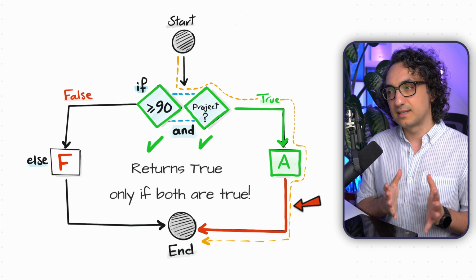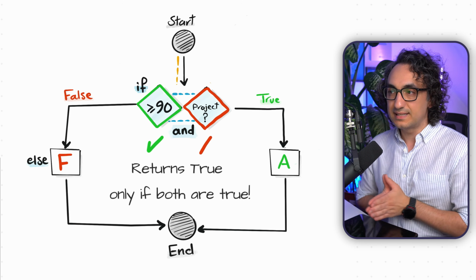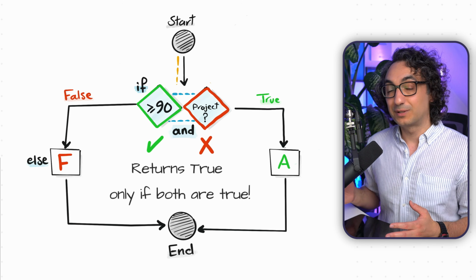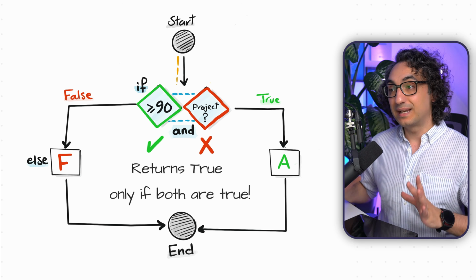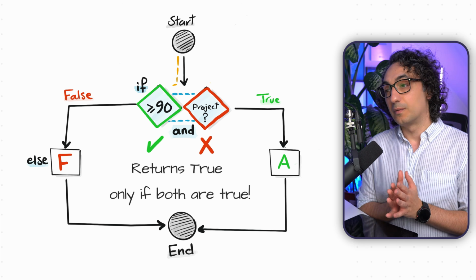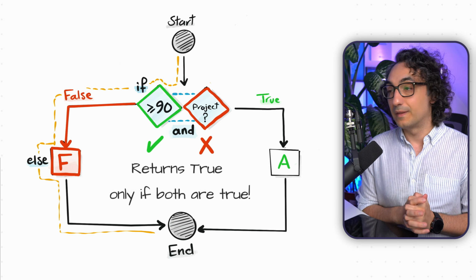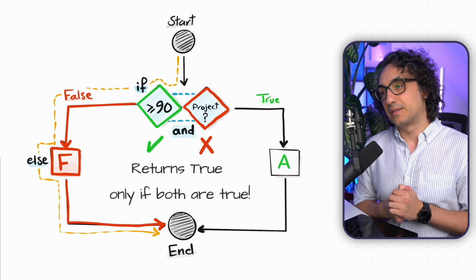But now let's say that the first condition is true, but the second one is false. So the student didn't submit any projects. This is not okay for the AND operator. It expects both of the conditions to be true. So that's why Python is going to go to the left side and execute the else statements. So the student is going to fail. But now, of course, this makes no sense.